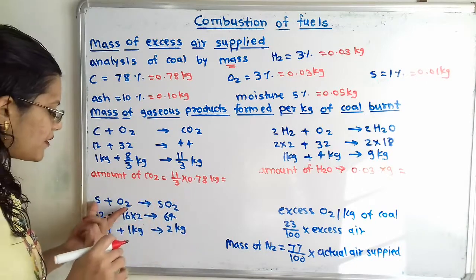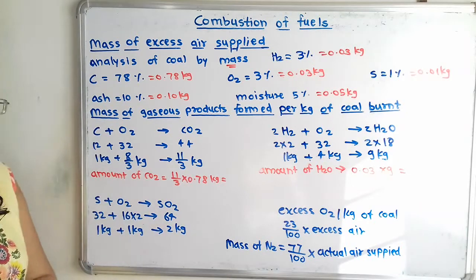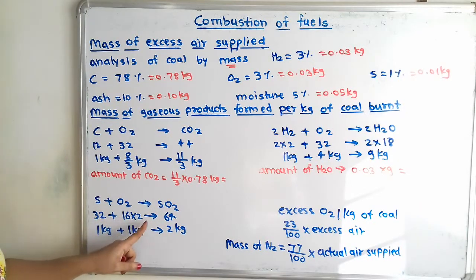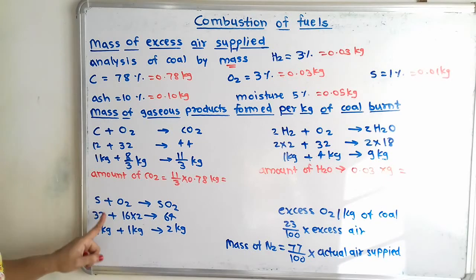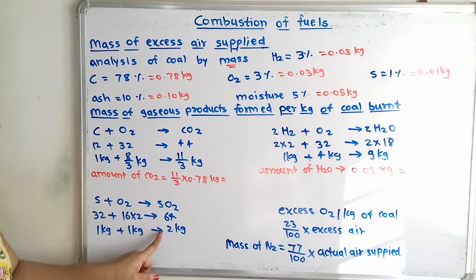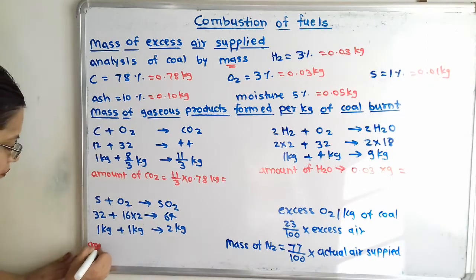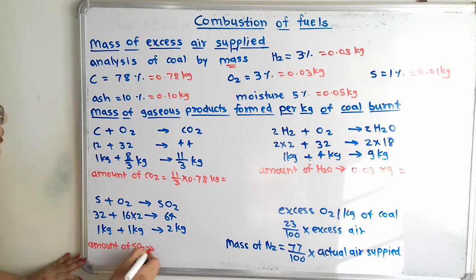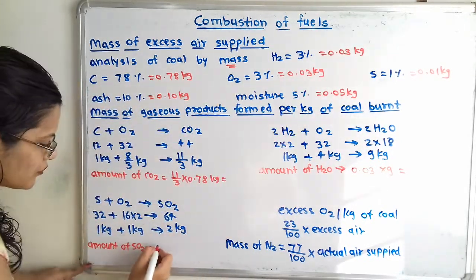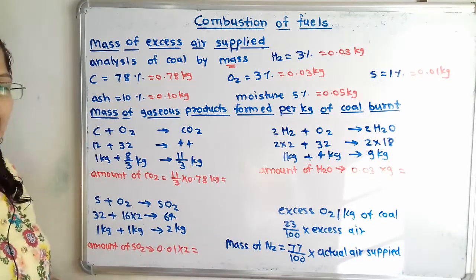Then in the same way we move to the next, sulfur. Sulfur combines with oxygen to give SO2. So 32 plus 16 into 2, which gives 32 plus 32, that is 64. Then 1 kilogram of sulfur combines with 1 kilogram of oxygen and gives 2 kilogram of SO2. So what is the amount of SO2 formed? The amount of SO2 formed during the combustion, because S is given as 0.01, is 0.01 multiplied by 2. We have to write the answer.